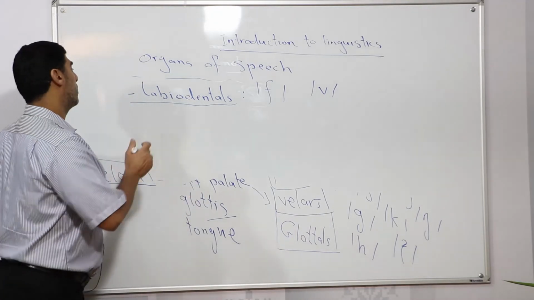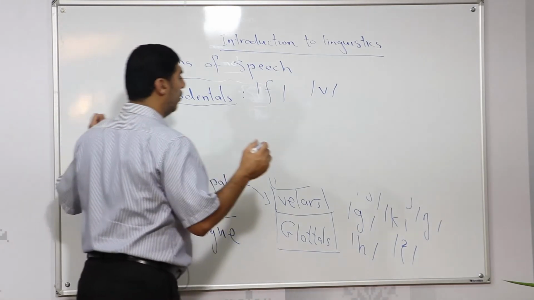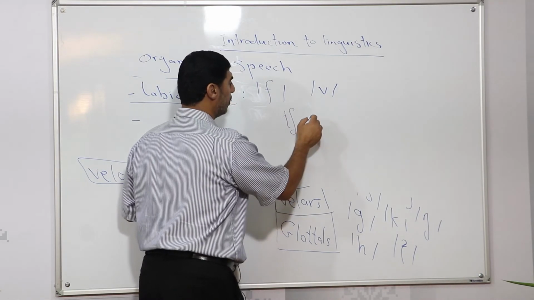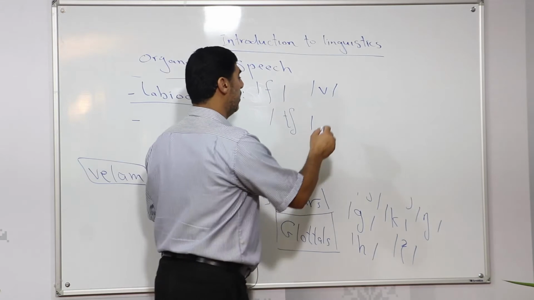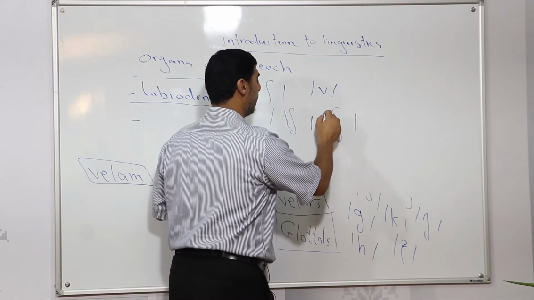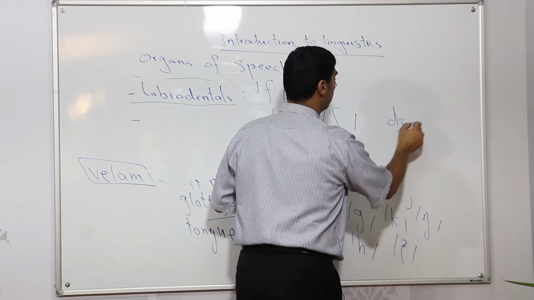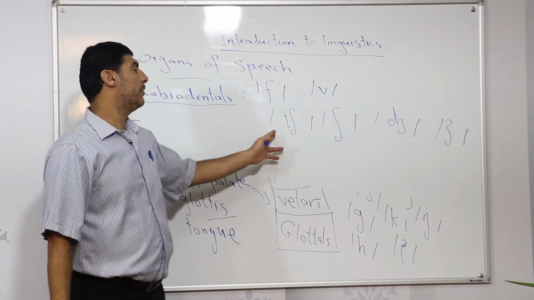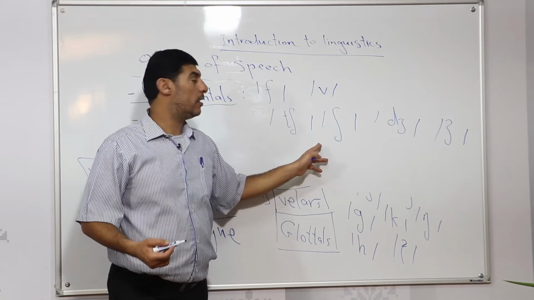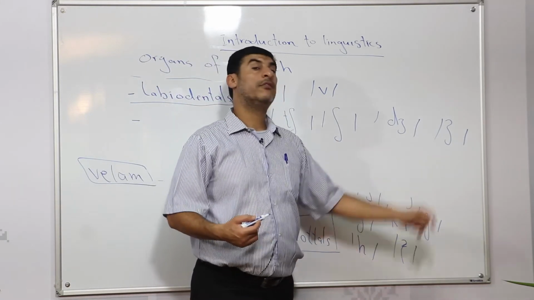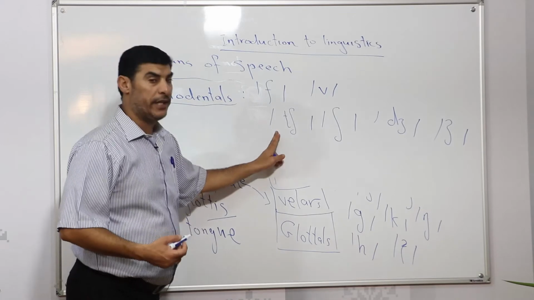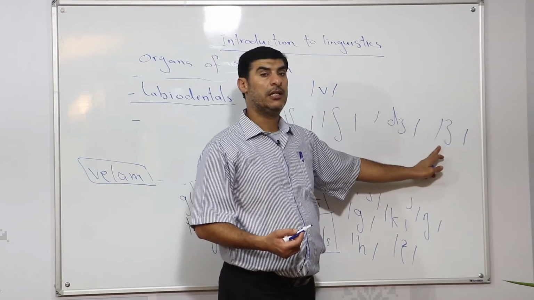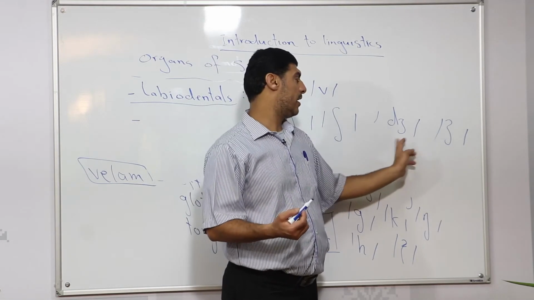Then we have other consonants in English, which are, okay, see this? This is ch, and this is sh, and this is dg, and this is j. We have ch and sha, and we have dge, and we have ja. This is in the word chair, in the word she, in the word job, and the word raja. This is stronger than this.